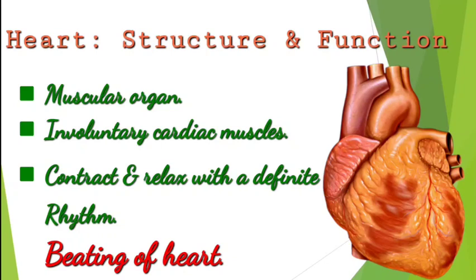This contraction and relaxation of these involuntary muscles is known as the beating of the heart. So the contraction and the relaxation of the heart is known as the beating of the heart. Do you know what the normal heart rate is? Yes, it is from 60 to 100 beats per minute. So the normal heart rate is 60 to 100 beats per minute.